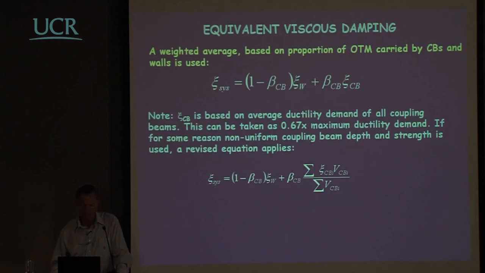We can determine the equivalent viscous damping, which is based on the proportion of the overturning moment carried by the coupling beams and by the walls. So we would say then that the damping for the system is 1 minus beta times the wall damping plus beta times the coupling beam damping. And we note that the coupling beam damping will be high because of the very high ductility demand that we have. However, the ductility will not be uniformly distributed up the height of the building, and a value of about 2/3 of the maximum ductility demand is appropriate.